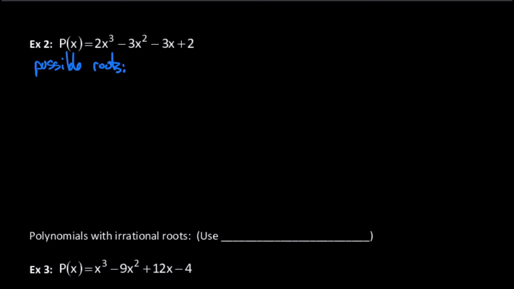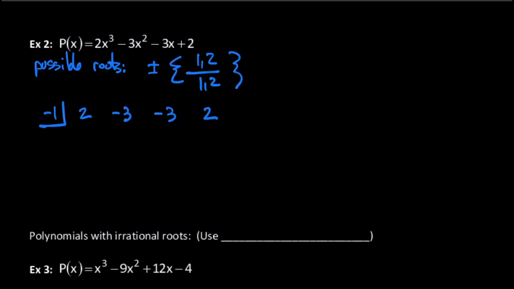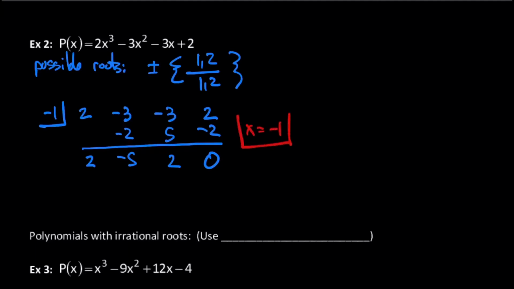All right, so could be plus or minus factors of 2, 1, 2, over factors of 2. So not a lot of options here. 1 didn't work. I have no other clues. Let's just try negative 1 again. Coefficients are 2, negative 3, positive 2. Bring down, multiply, add, multiply, add, multiply, add. So again, got lucky, x equals negative 1 works.